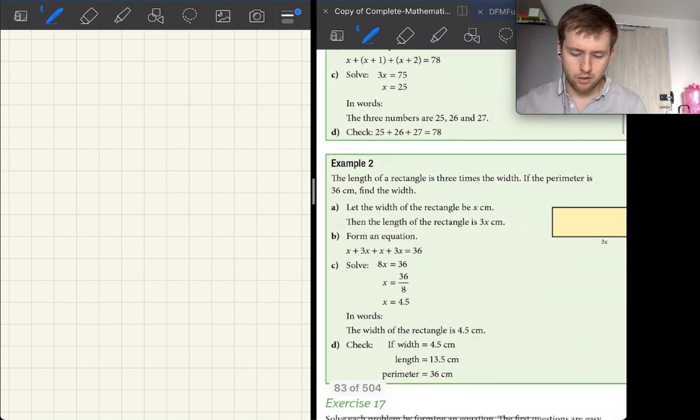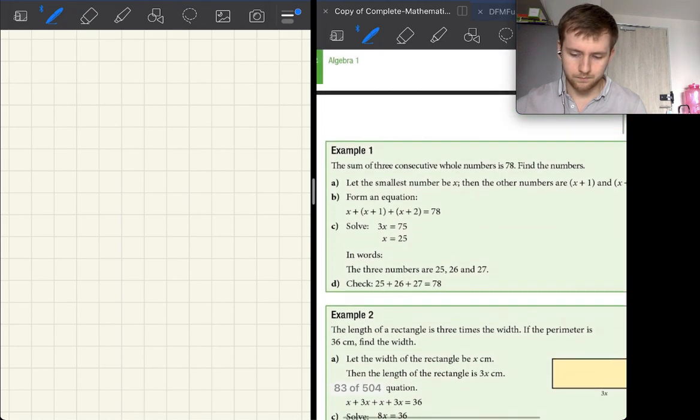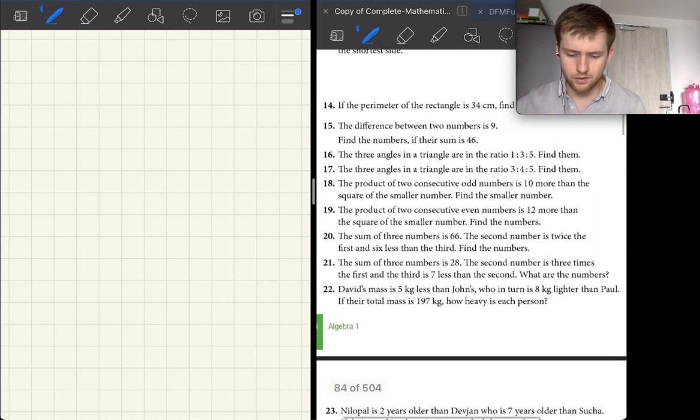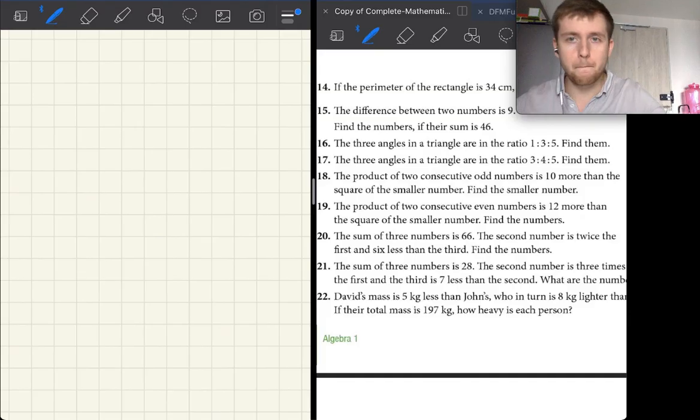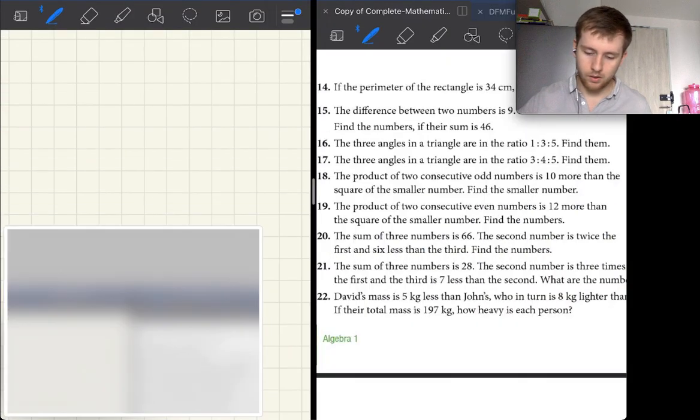Let's try and look at questions like this. Let's just take some question. Okay, number 20. Number 20, let's do it.